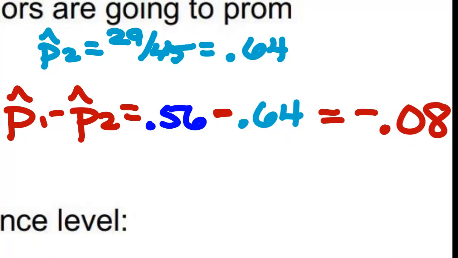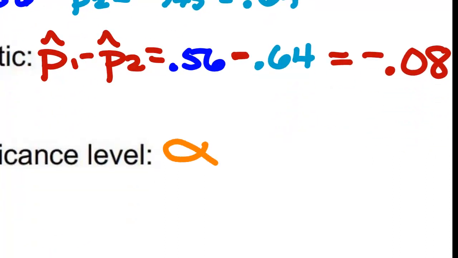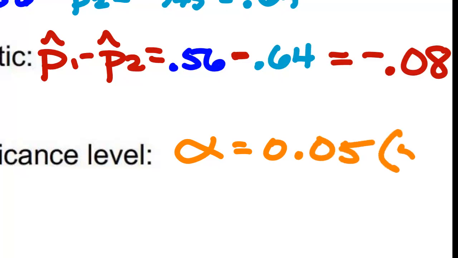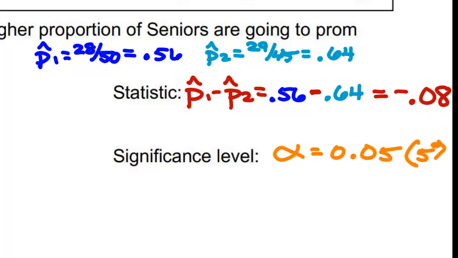All right, significance level. That's my alpha level. What significance level are we supposed to use? 5%. So 0.05 or 5%.